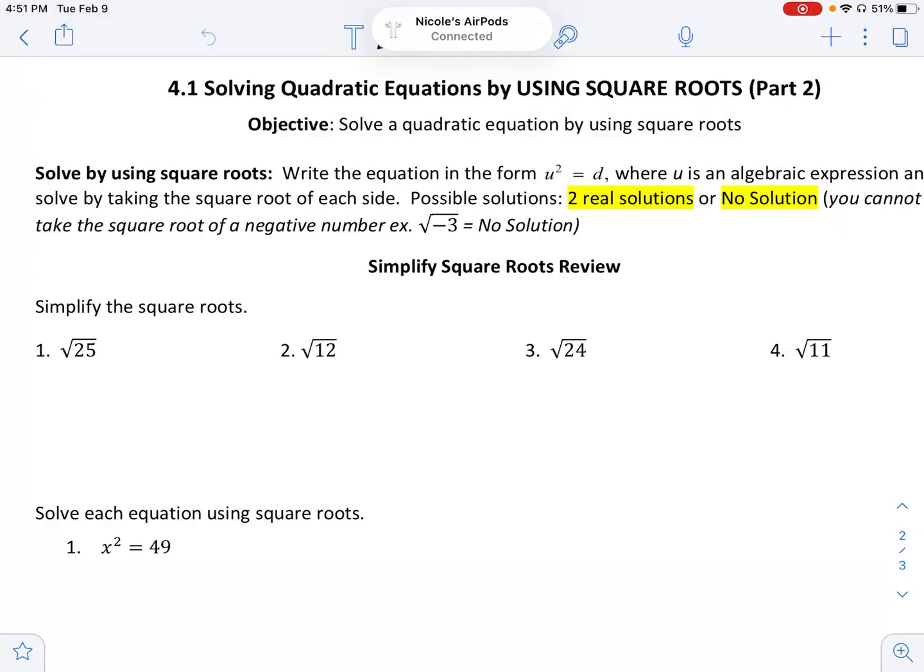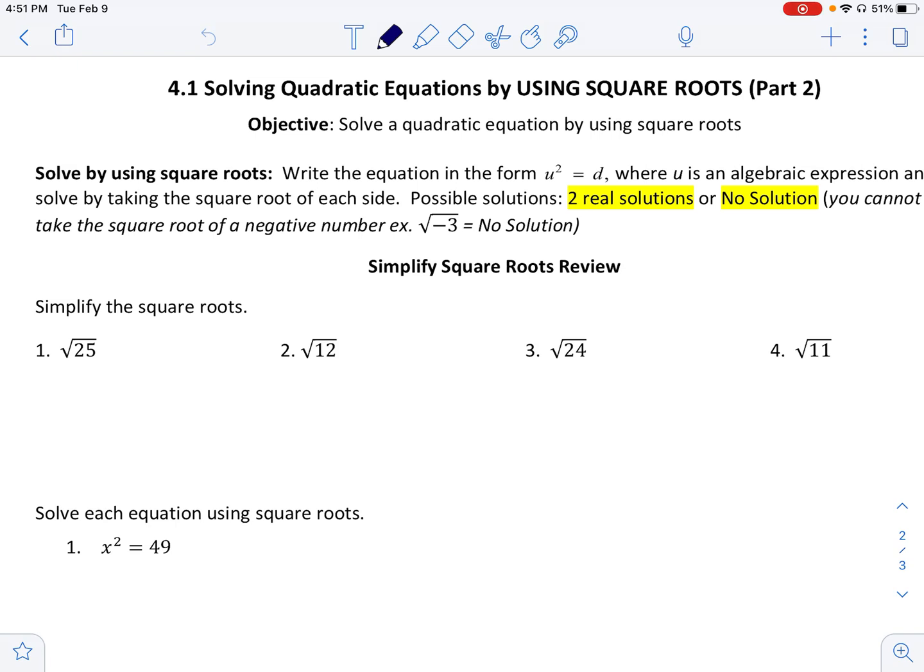Solving quadratic equations by using square roots, part 2. Today we're going to learn how to solve quadratic equations by taking the square root. First, you have to write the equation with x squared or u squared equals d. So this means that it has to be the variable squared and equals a number in order to take the square root of both sides.